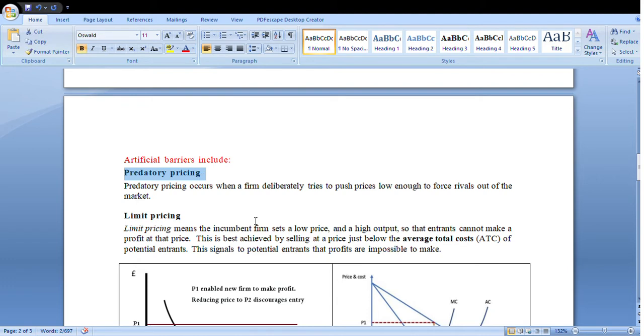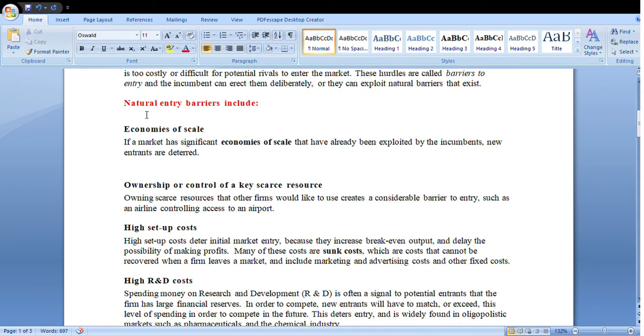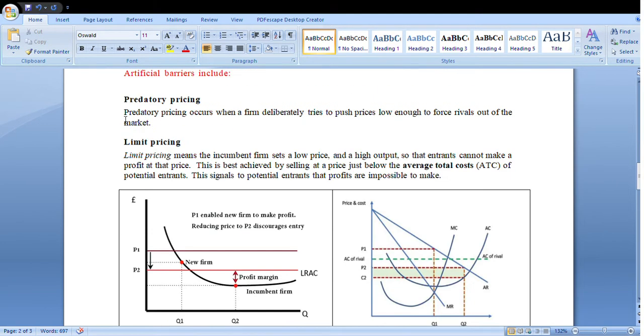Do you know the word predatory? Can you repeat the artificial barrier a bit? When large or existing firms create some barriers so that new firms cannot enter. So this is not a natural barrier, these are artificial. Predatory pricing. Do you know the meaning of predator? Yes sir, to eat, to hunt down.